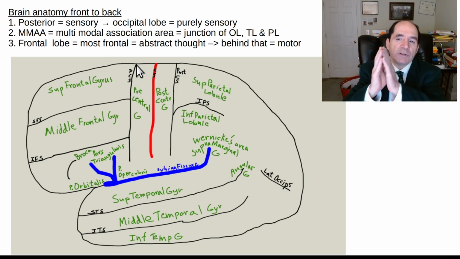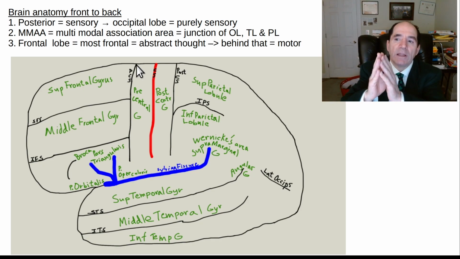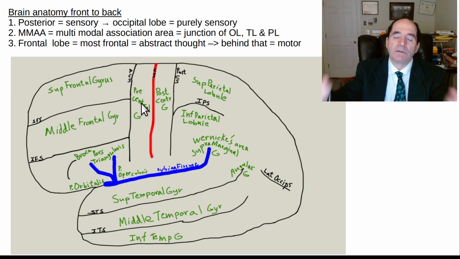So a sulcus is a CSF-filled cleft between gyri. Gyri are the actual brain tissue. Sulci are the cleft, the fluid-filled cleft. Okay, so here's the vertical precentral sulcus. And as soon as you find that, you know the precentral gyrus is behind it. This is the primary motor cortex, okay? That's what gets your arms and legs to move and do stuff.